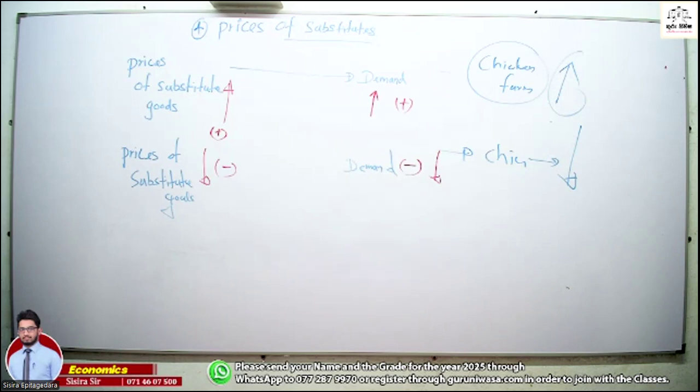When prices of substitute goods decrease, people will think, okay, demand decreases. When prices of substitute goods decrease, demand for our product decreases. Clear? Yes, sir. Okay. Finish writing? Yes, sir.